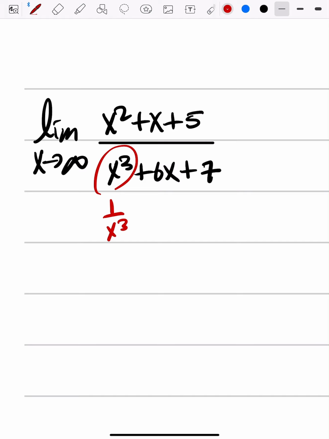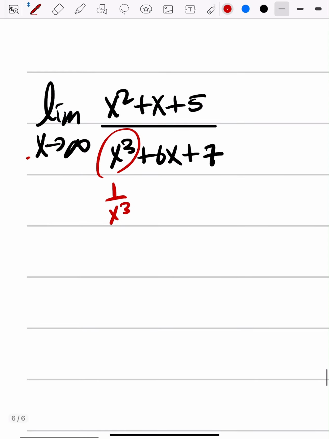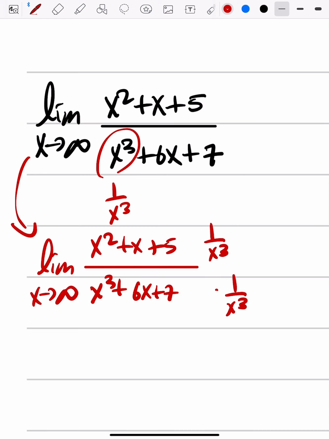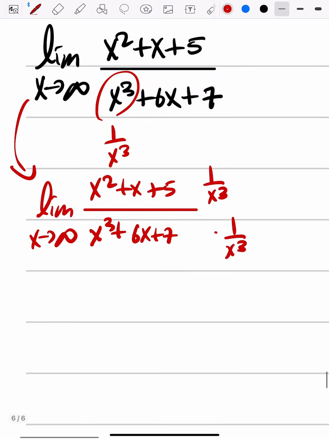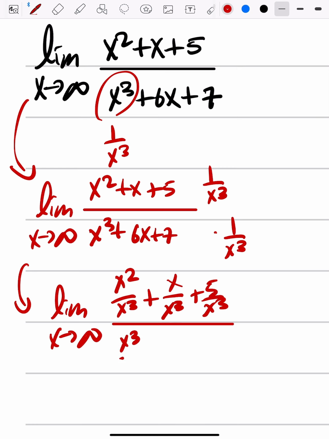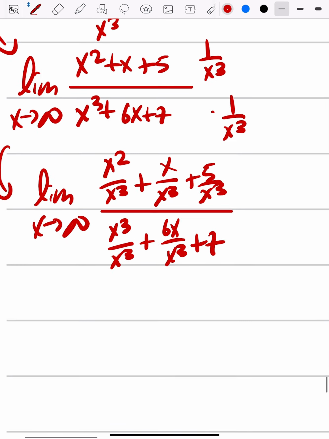reciprocal of the highest power. So like this, in this case. So what we do is we multiply like this. Then what happens is, then this happens. Right? Then we can cancel it out.